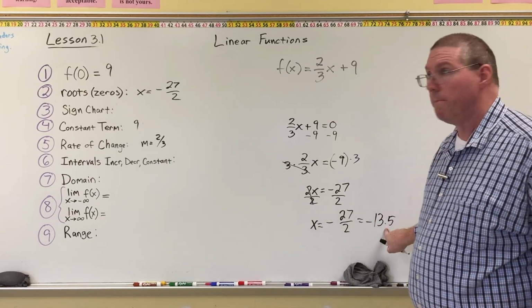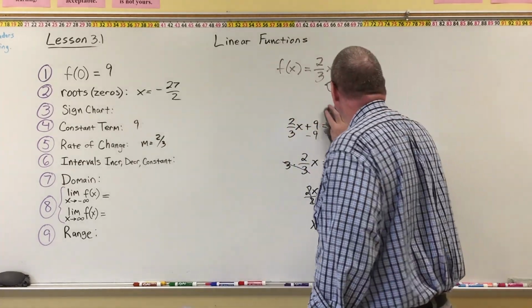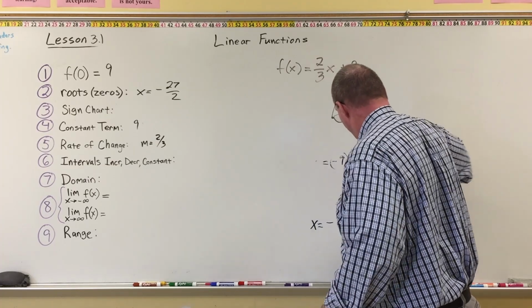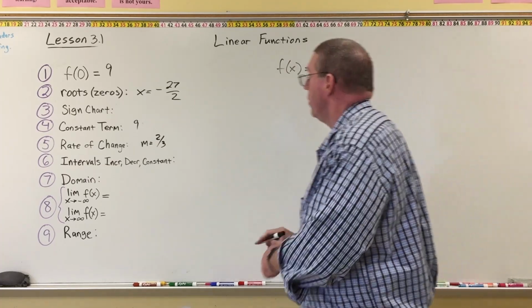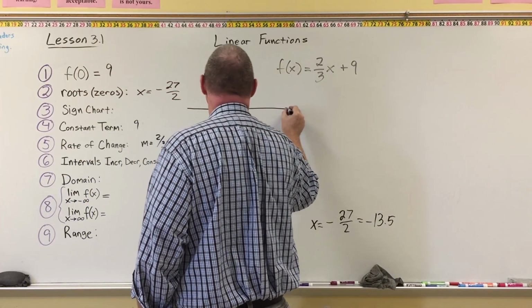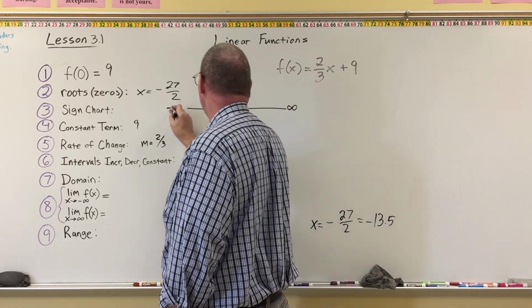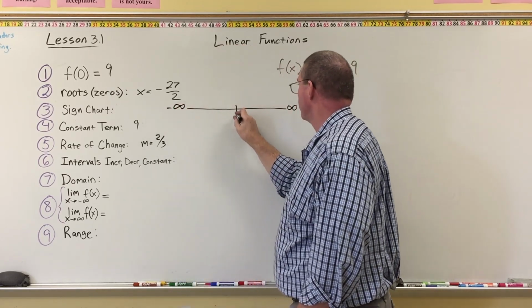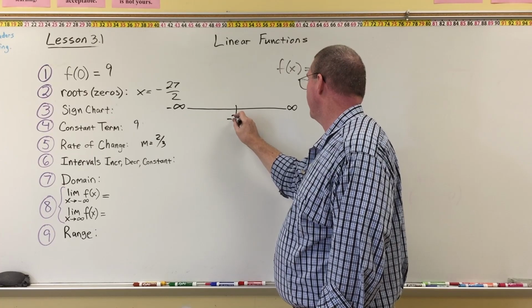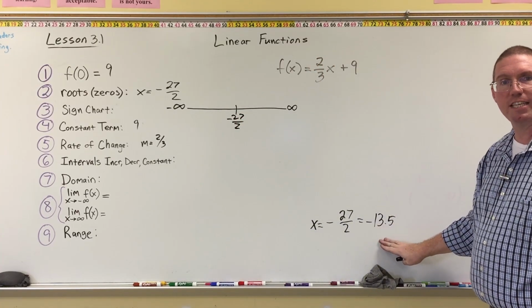Now that's helpful when you're about to do the sign chart, okay? So let's go ahead and do the sign chart. We know that we need the root, negative 27 over 2, for the sign chart. I'm going to go over this way a little bit because it's cramped over there. We're going to put positive infinity here, negative infinity here. We're going to draw our hash mark. We're going to put in negative 27 over 2, which is about negative 13.